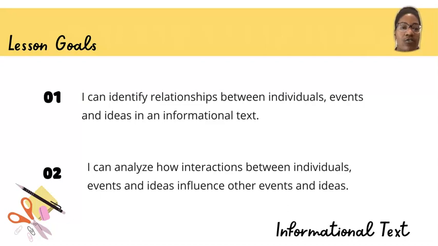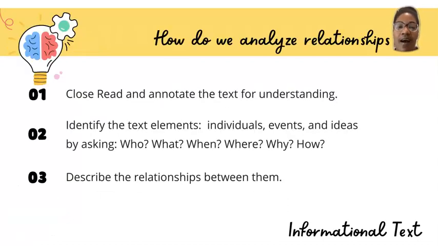All right, our lesson goals or objectives for this week. I can identify relationships between individuals, events, and ideas in an informational text, and I can analyze how interactions between those individuals, events, and ideas influence other events and ideas. So, what does all of that mean? How do we analyze relationships? And more importantly, what are some of these relationships?